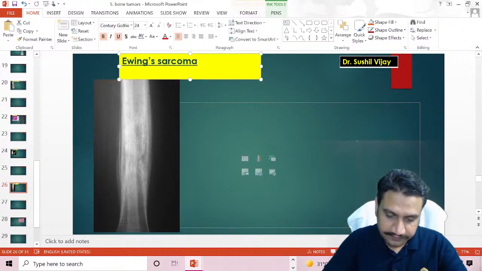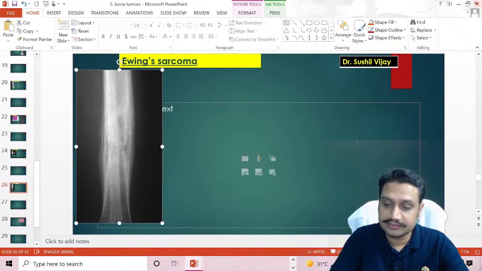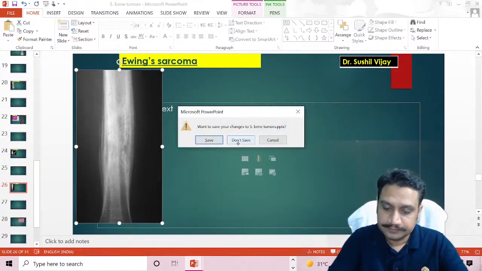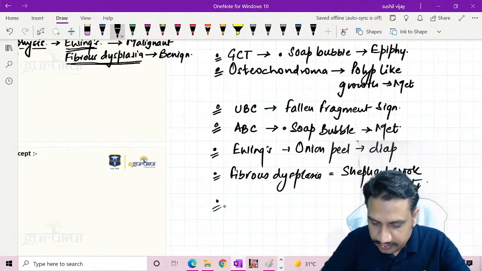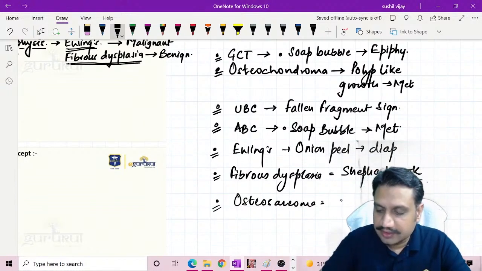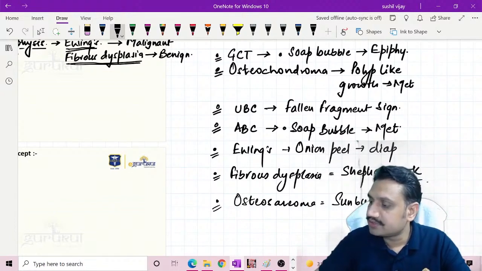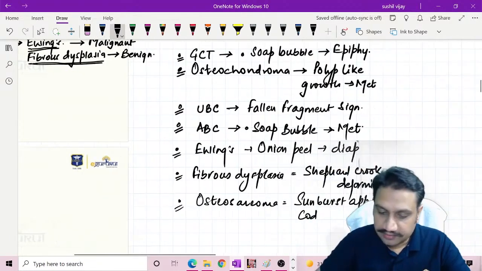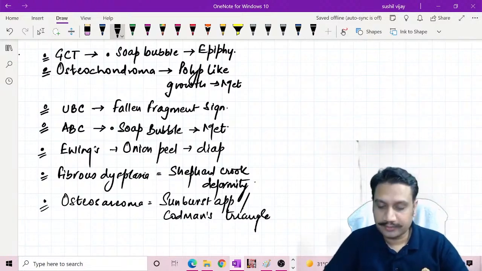So this is about all the tumors. I hope you have noted and written all of them. Let's note down the last one also, about osteosarcoma. So osteosarcoma will be having what? The sunburst appearance or the Codman's triangle. Right? Sunburst appearance or Codman's triangle.